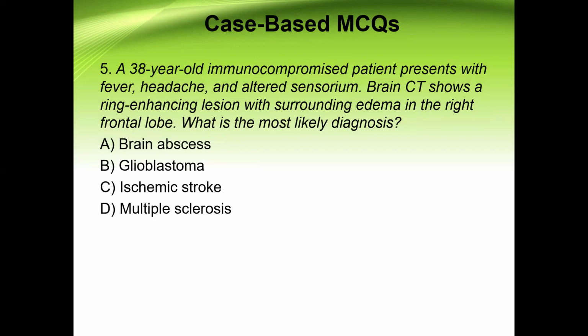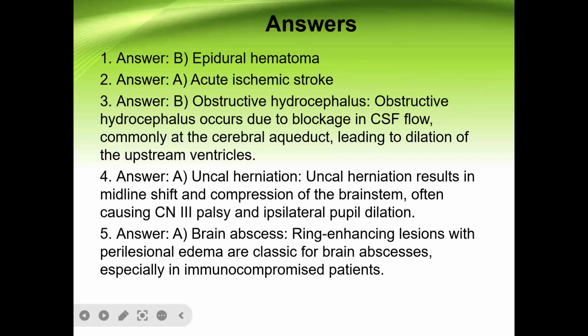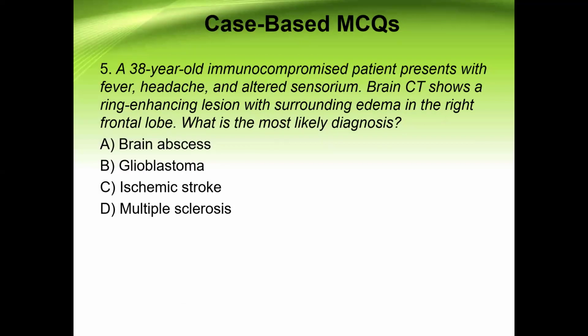A 38-year-old immunocompromised patient presents with fever, headache, and altered sensorium. A brain CT shows a ring-enhancing lesion with surrounding edema in the right frontal lobe. What is the most likely diagnosis here? Anyone? Don't go to the answer. Anyone? Brain abscess.